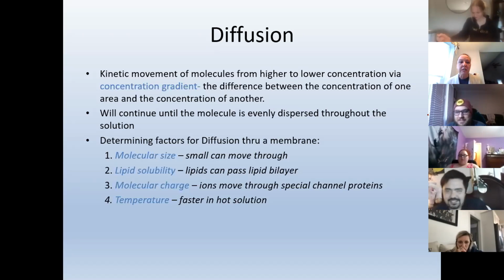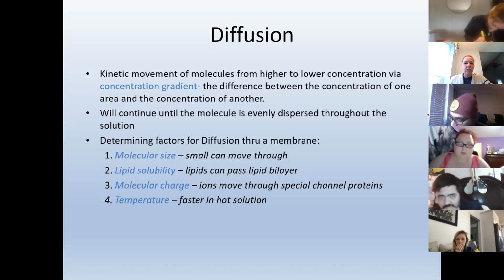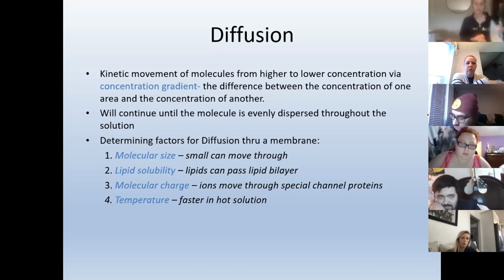Talk about diffusion. So when we're talking about diffusion, not using energy, not needing energy, we have something called the concentration gradient. Now, this is a super complex idea that really is not complex. Concentration gradient simply means I've got an area of high concentration and an area of low concentration. And stuff moves from high to low.